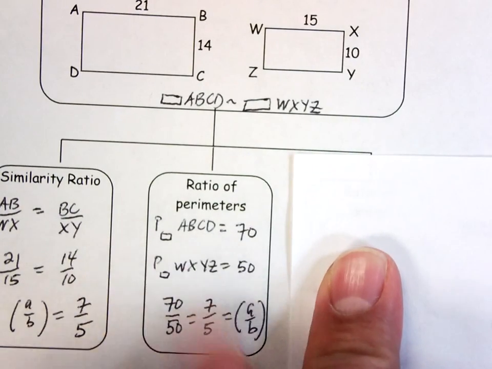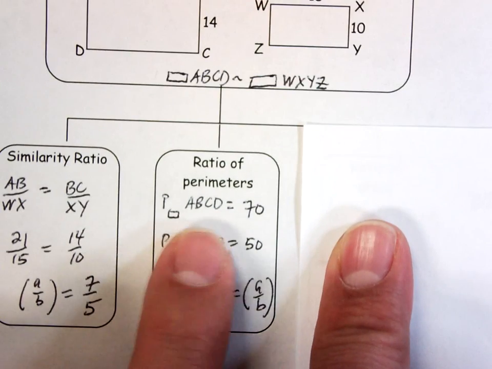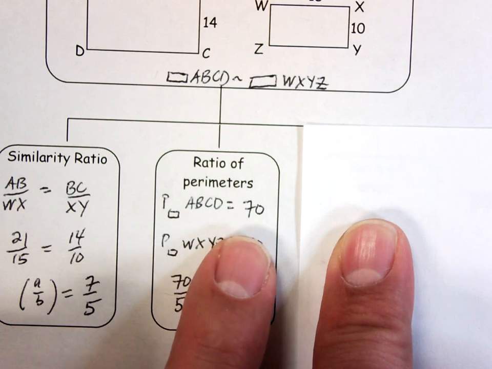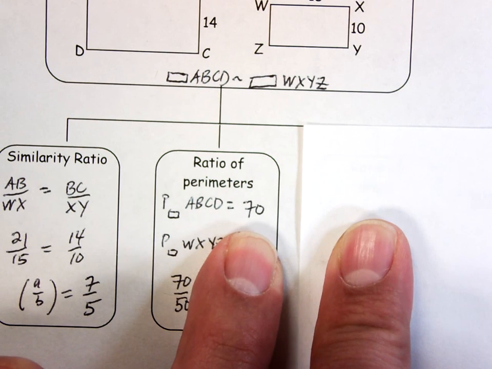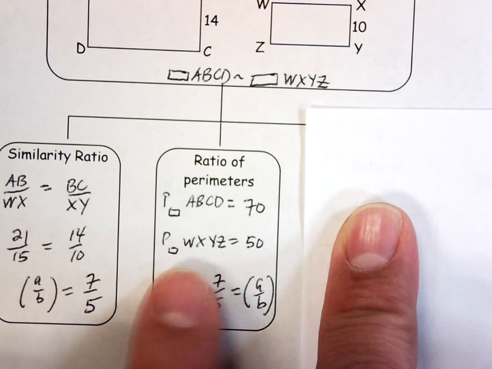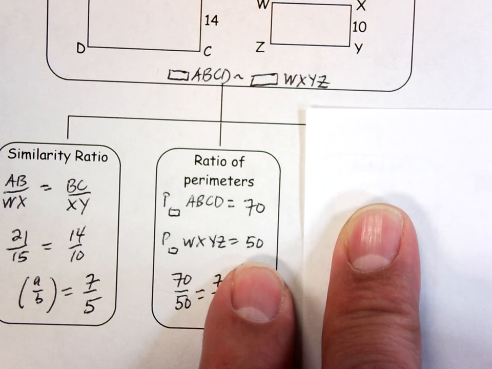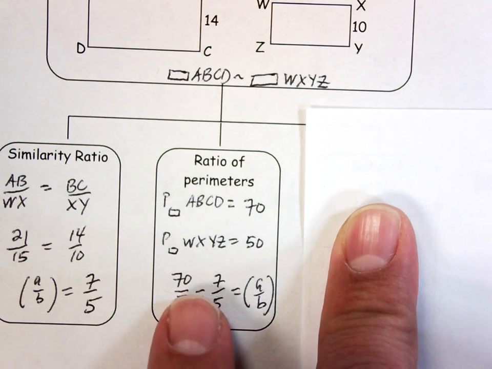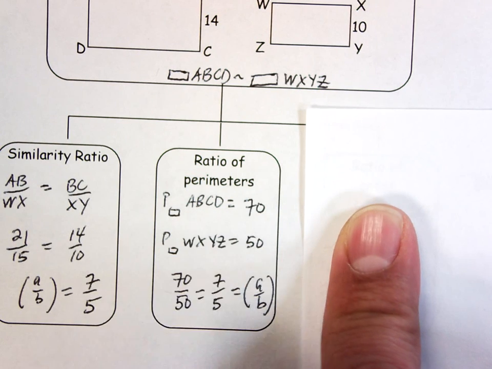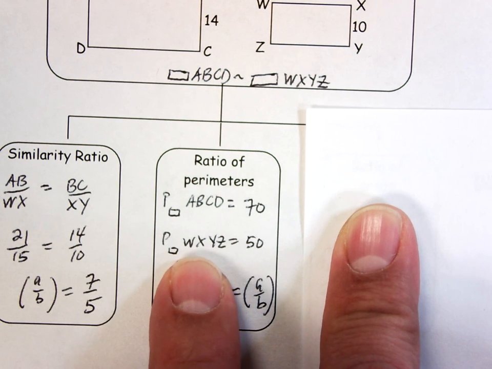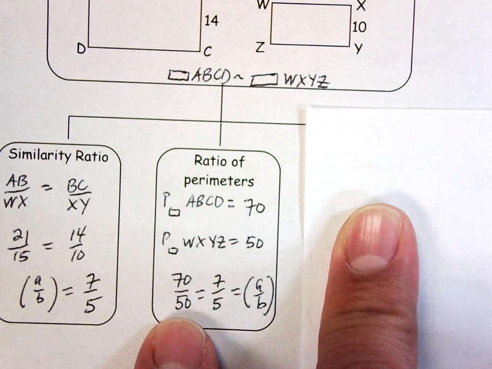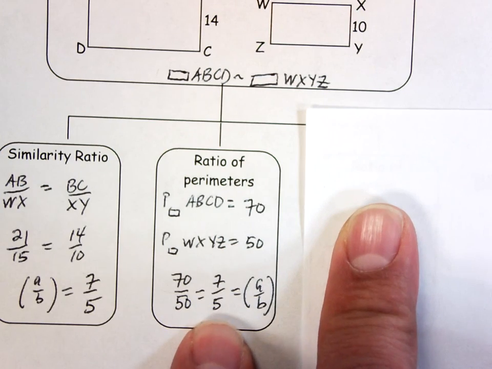When I do it, I'd have the perimeter of rectangle ABCD, add up all the sides, and you'll get 70. Perimeter of rectangle WXYZ, add up all the sides, you'll get 50. And if I take the perimeter of rectangle ABCD over the perimeter of rectangle WXYZ, I'll get 70 over 50, which is 7 over 5. Notice it's the same.